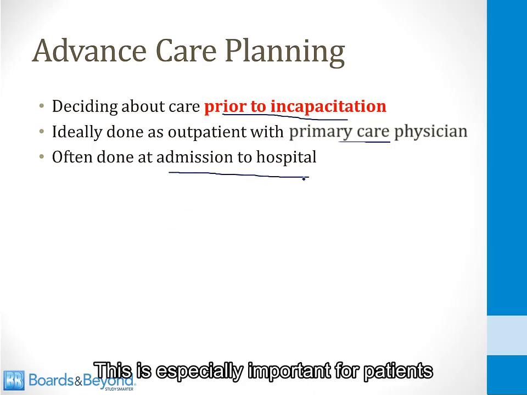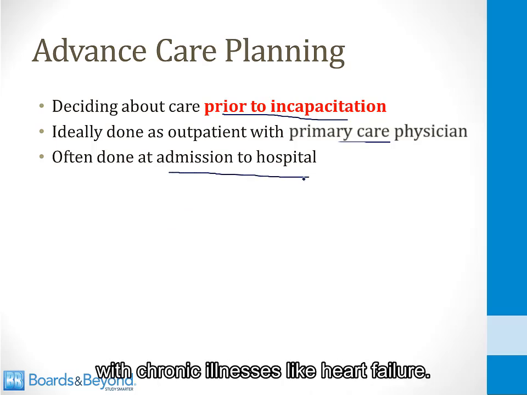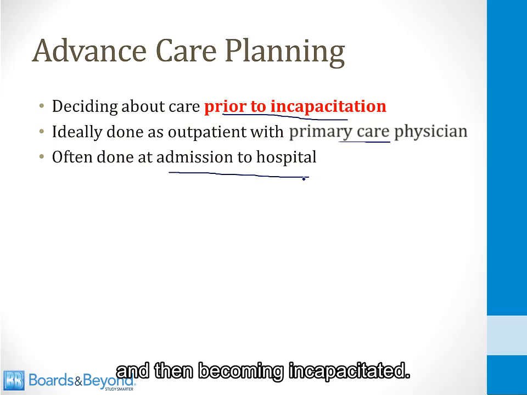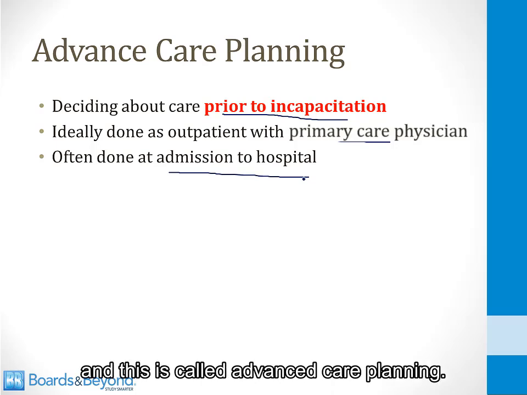This is especially important for patients with chronic illnesses like heart failure. They're at high risk of becoming very sick in the hospital and then becoming incapacitated. So on admission, you want to ask them what their wishes for care are so you can document it in the chart. And this is called advanced care planning.